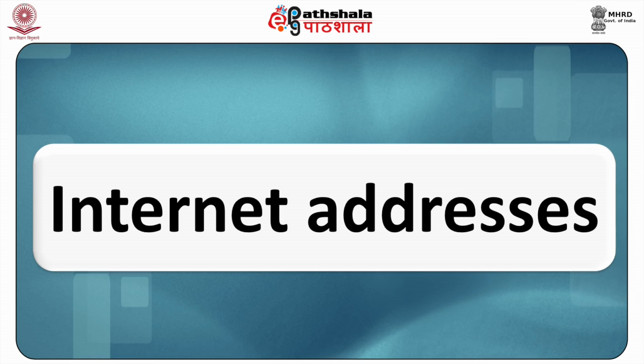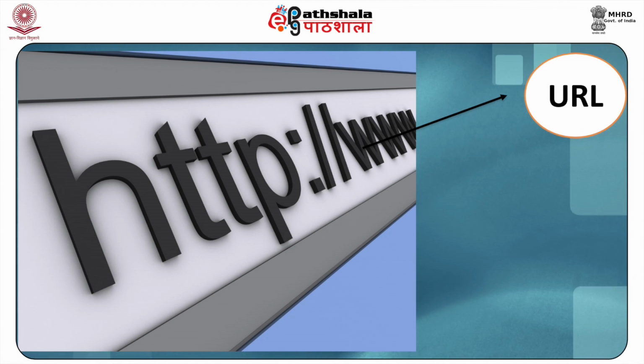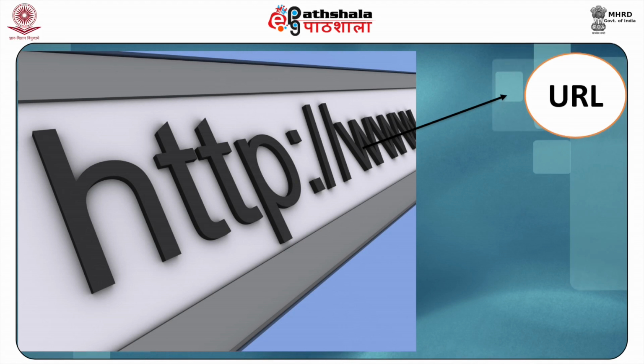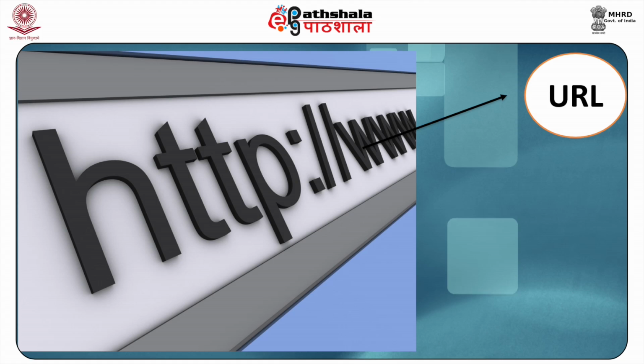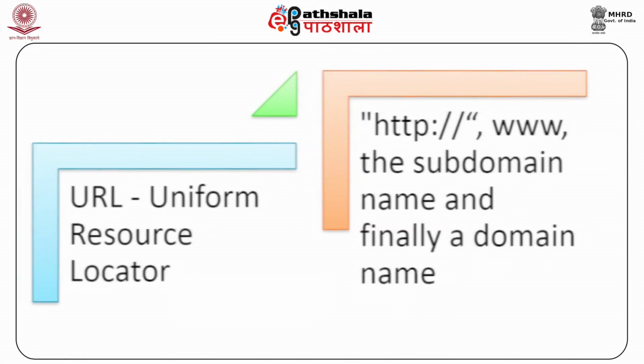Internet addresses. Internet address, normally referred to as URL, is essentially required to locate specific information available on it. This is analogous to a telephone directory where a specific number indicates a specific telephone connection to a person. So, in order to reach a specific web page on the internet, you need to type its precise address. URL is a short form of Uniform Resource Locator.